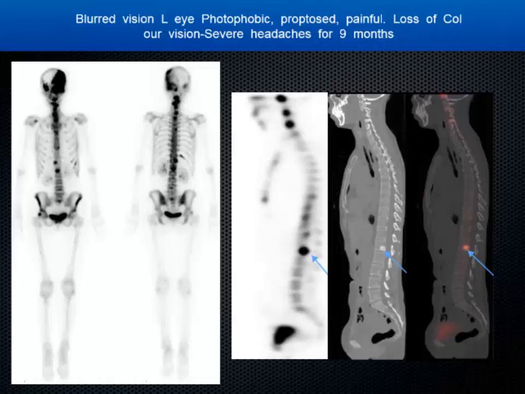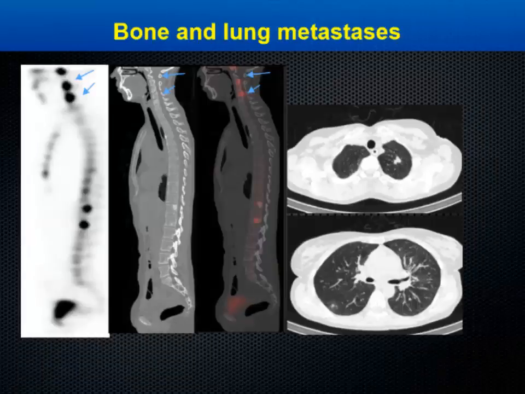And if you look, there are multiple lesions in the spine, all turned out to be bone metastasis. And what is more interesting is on the CT component, she's having lung lesions also, metastasis.